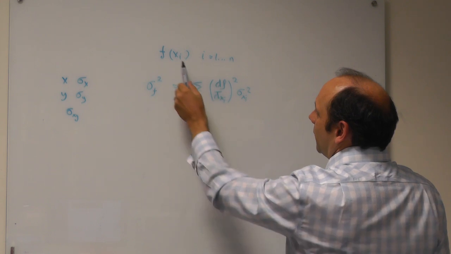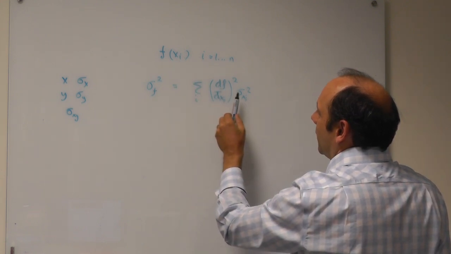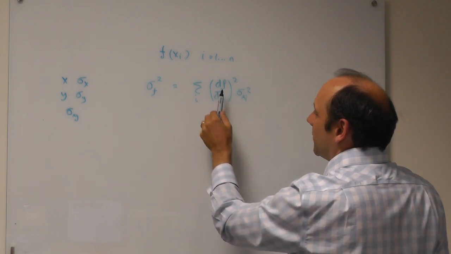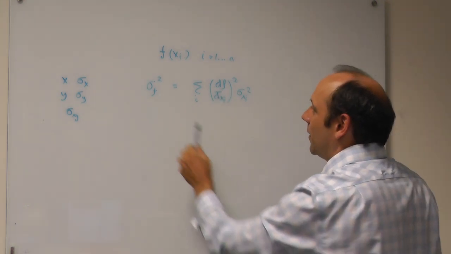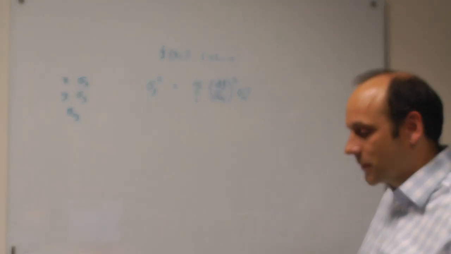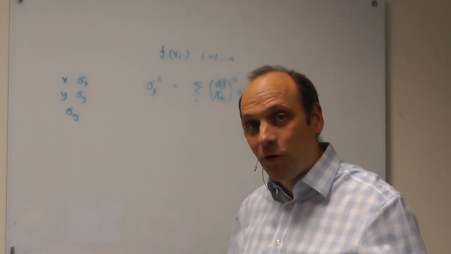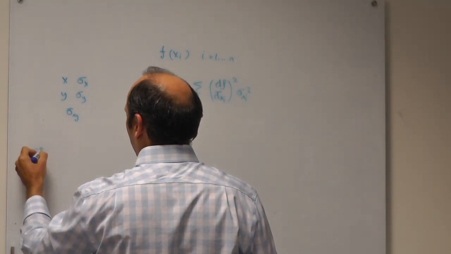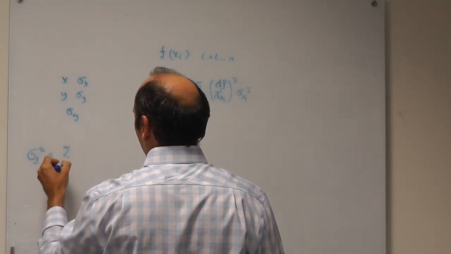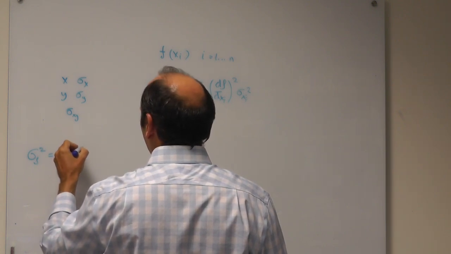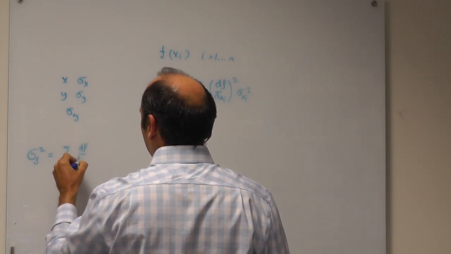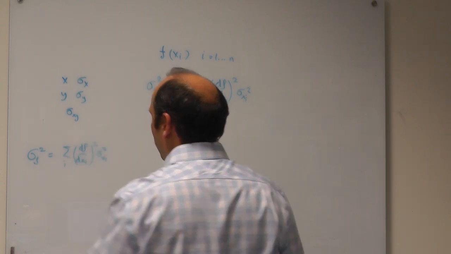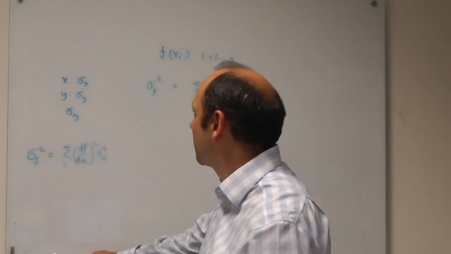If I differentiate the function with respect to the first variable, square it and multiply it by the uncertainty squared, then add it, and do the same with the second variable, the third variable, and add them all up, that will give me an uncertainty in f. So, that's our general formula for the propagation of errors. I'm going to write it over here: sigma f squared is equal to the sum over i of (df/dxi) squared sigma xi squared. And notice we're into double subscripts. Ooh, scary.